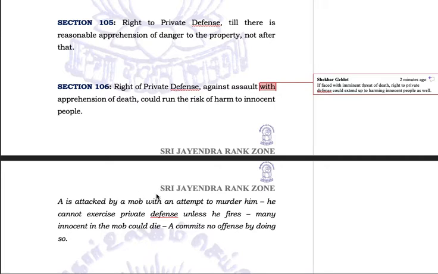Now you must have seen recently a lot of mob issues. A mob means a group of 10, 20, 30 people who have gone to attack him. Now when a mob is going to attack you, it is very much apprehensible that you may die, because a mob has no face. Anyone will beat you with anything he has in his hand.